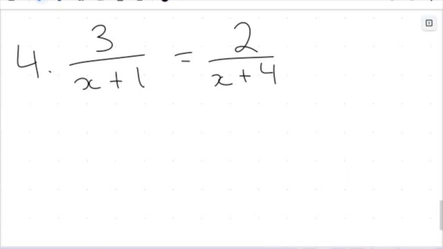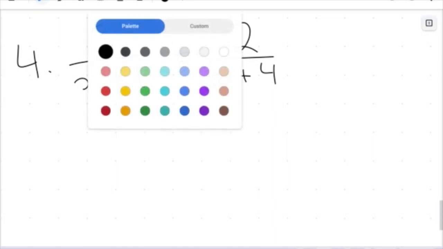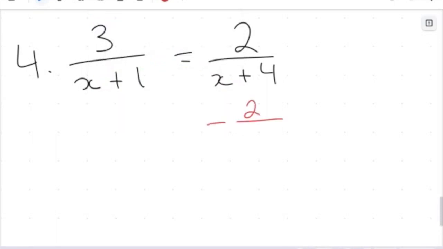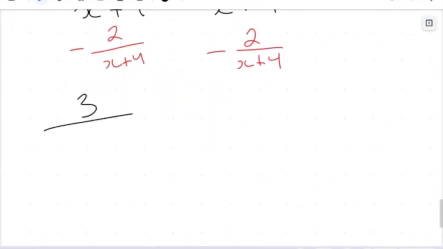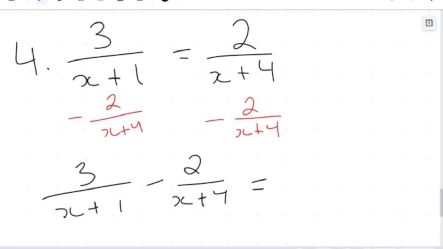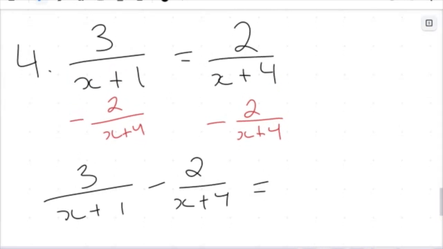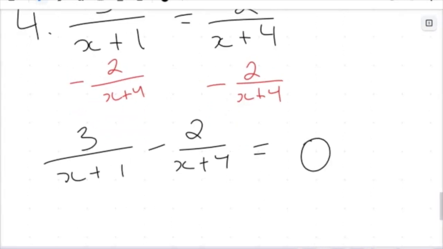Now, this is a positive 2 over x plus 4. So I'm going to subtract this from both sides. So I'm going to subtract 2 over x plus 4 from both sides. And I'm going to wind up with 3 over x plus 1 minus 2 over x plus 4. And if I subtract 2 over x plus 4 from itself, I'm going to get 0 on the right hand side.